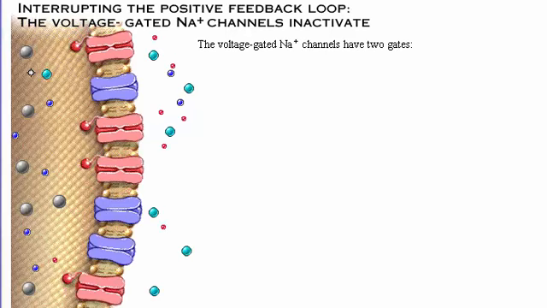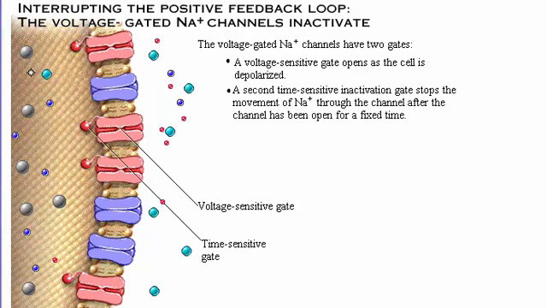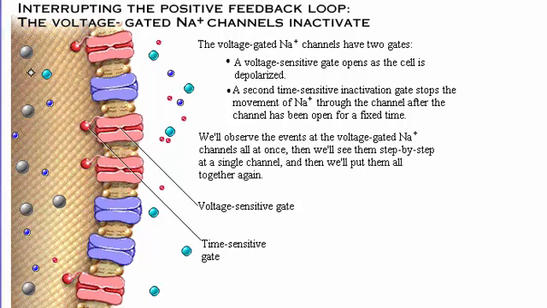The voltage-gated sodium channels have two gates. A voltage-sensitive gate opens as the cell is depolarized. A second, time-sensitive inactivation gate stops the movement of sodium through the channel after the channel has been open for a fixed time. We'll observe the events at the voltage-gated sodium channels all at once, then we'll see them step by step at a single channel, and then we'll put them all together again.